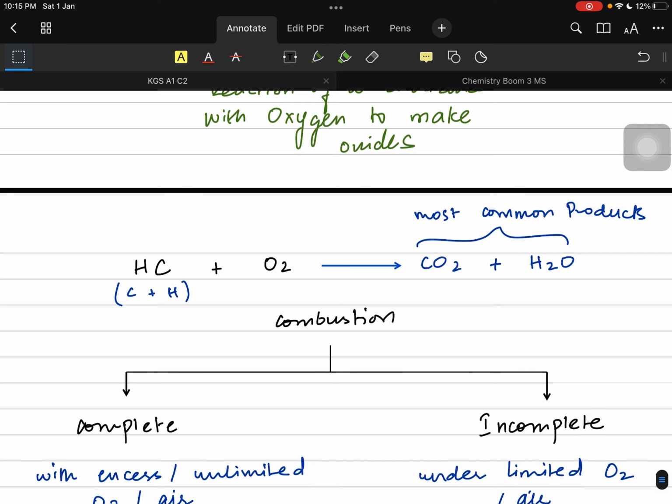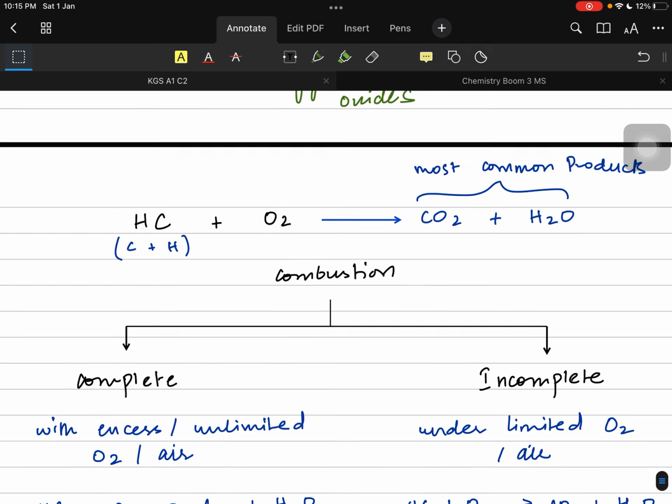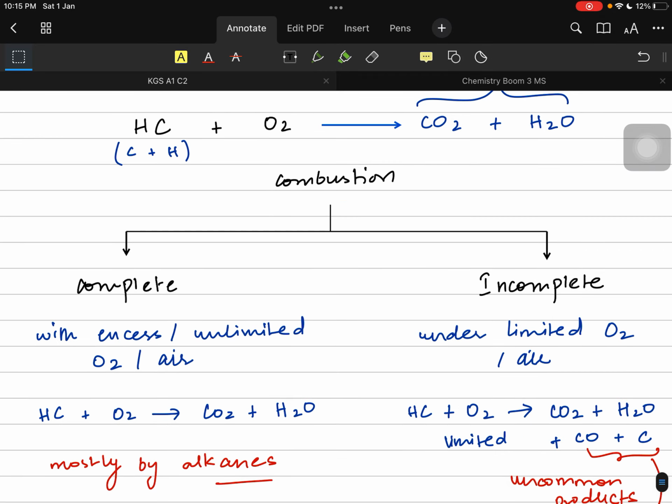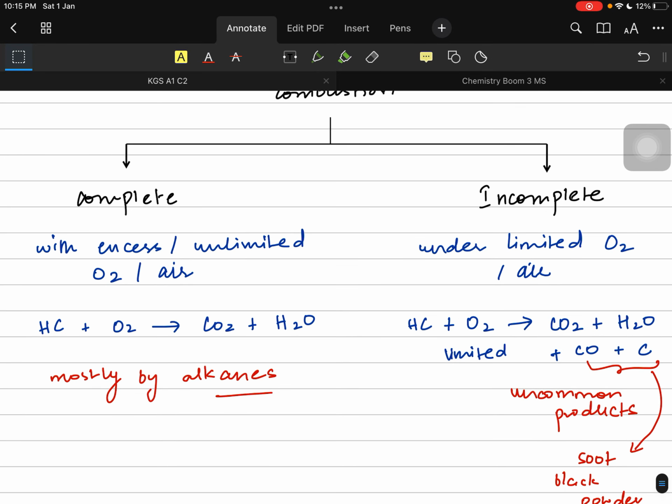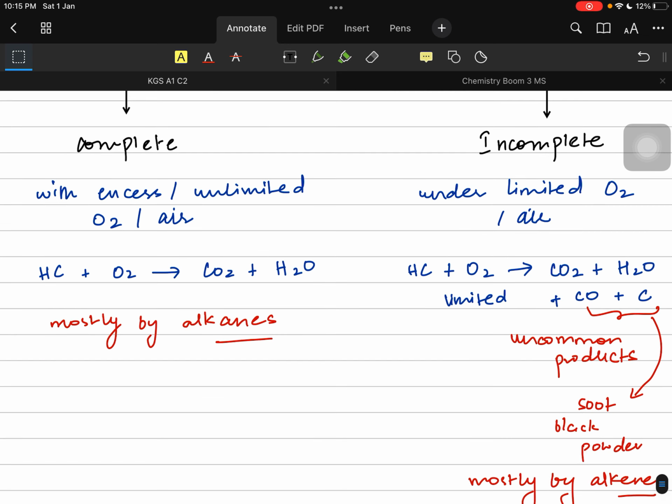So hydrocarbons have carbon and hydrogen atoms. Carbon atoms give carbon dioxide and hydrogen atoms give water molecules when they react with oxygen atoms. Combustion could be of two types. It could be complete or incomplete. In complete combustion, the substance reacts with excess, unlimited oxygen, and all the carbon atoms get enough oxygen to make carbon dioxide, and hydrogen gets water molecules.